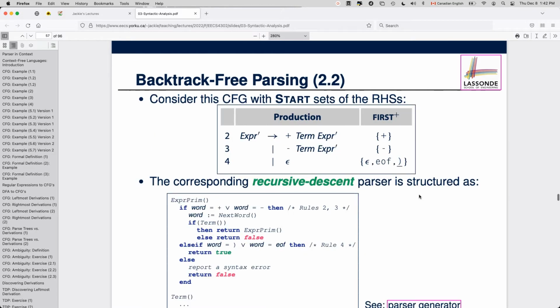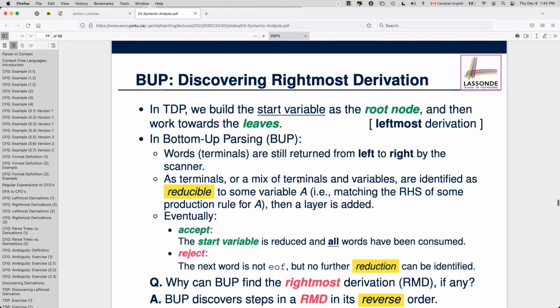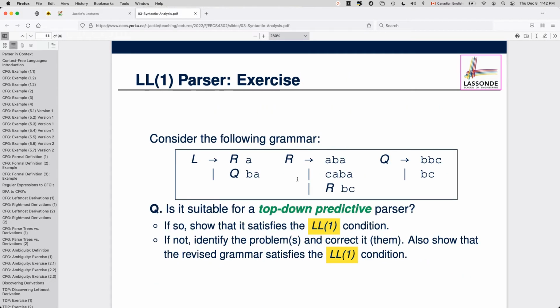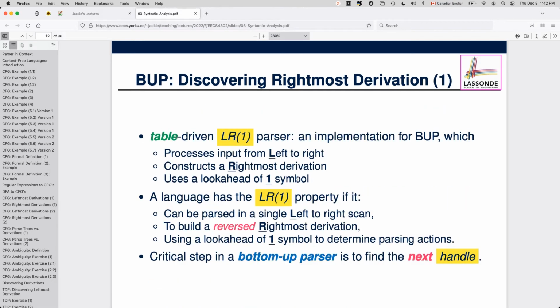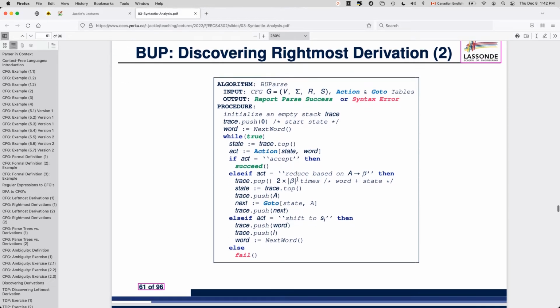And then this one here, don't worry. This one is just an example. It's not an algorithm. OK. And then this one here, yep, I'll definitely give it to you. Bottom-up parsing. That would be slide 61. Okay. Slide 61, bottom-up parsing.